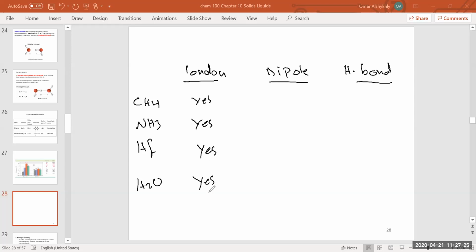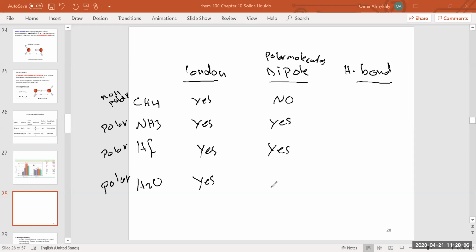Now, if all these four molecules had only London dispersion forces, you would look for the one with the higher surface area, higher molecular weight, and it would be the highest boiling point. But here, some molecules have other intermolecular forces. Dipole. Dipole exists only in polar molecules. CH4, nonpolar. NH3, polar molecule. HF, polar. H2O, polar. So here will be no, yes, yes, yes.